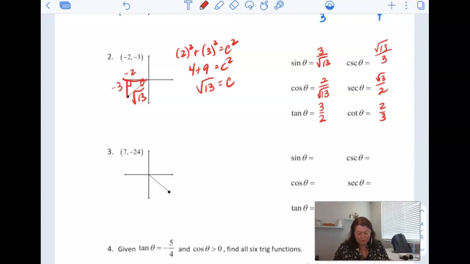So if we're in quadrant 3, all students take calculus, that means that tangent is the only thing that is positive here. Everything else is going to get a negative sign in front of it. Then we can go ahead and fix these by multiplying by radical 13 over radical 13. And this is going to turn into -3 radical 13 over 13. This is going to turn into -2 radical 13 over 13, and the rest are okay.